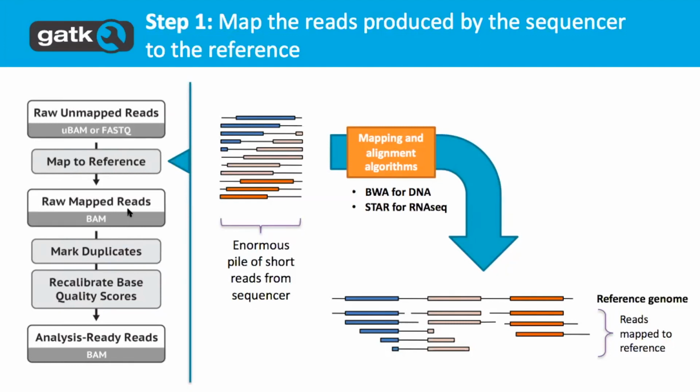The first step is to map the reads to a reference genome. What you're looking at here are reads color-coded by which region in the genome they come from. Once you put them through an aligner, it fits each of these reads against the region in the genome that it comes from. For DNA sequencing data, we recommend and use the BWA tool. For RNAseq, we recommend the STAR aligner tool.